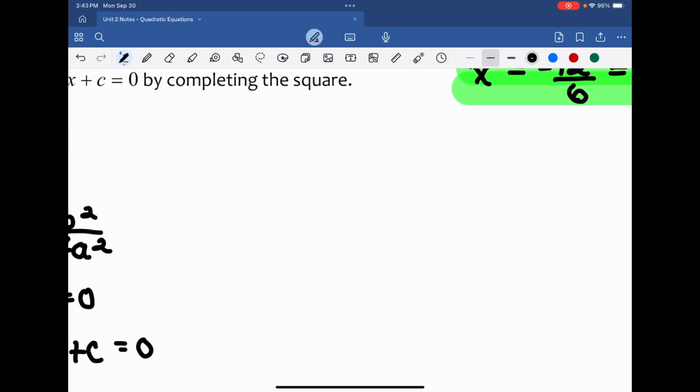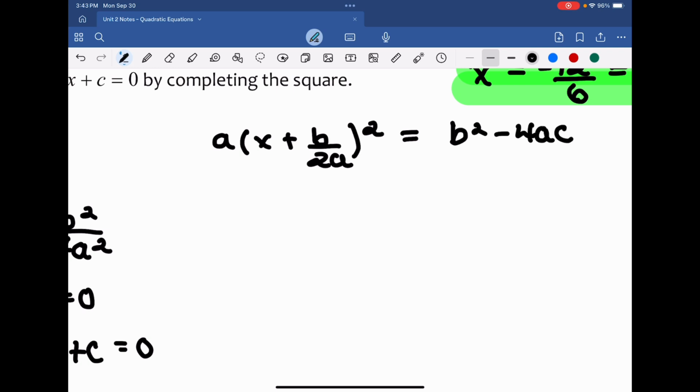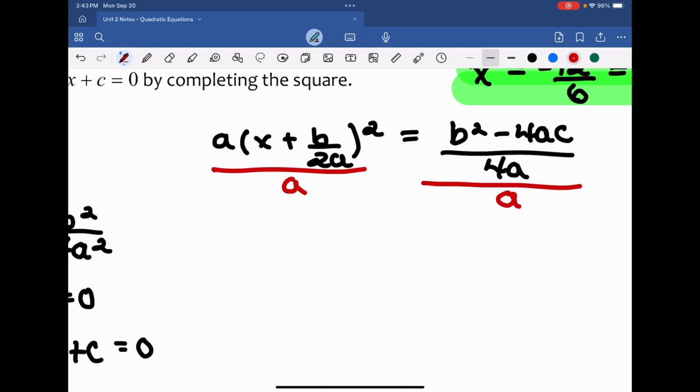Let me zoom out and create enough space here. On my left-hand side, I'm going to be left with a, in the brackets, x plus b over 2a, which was our b over 2, all squared, is equal to, we add that to the other side, the b squared minus 4ac term that was originally negative. This is still 4a. Awesome. Now we're going to divide by the coefficient a, divide by a.